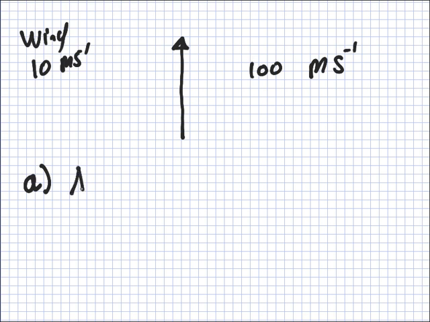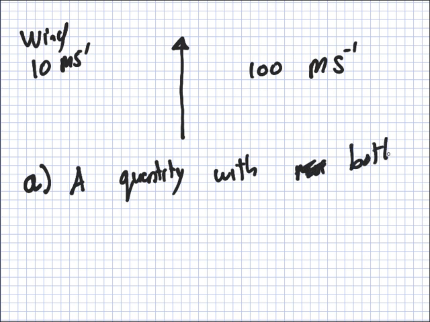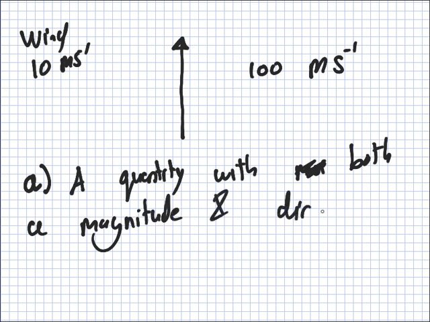It's a quantity with both a magnitude and direction, or as you said, a scalar plus direction. Yeah, what's the B part?